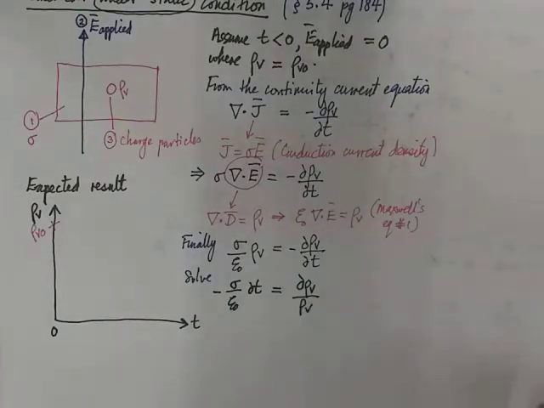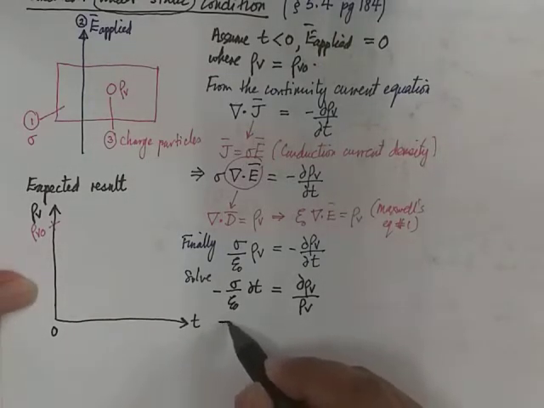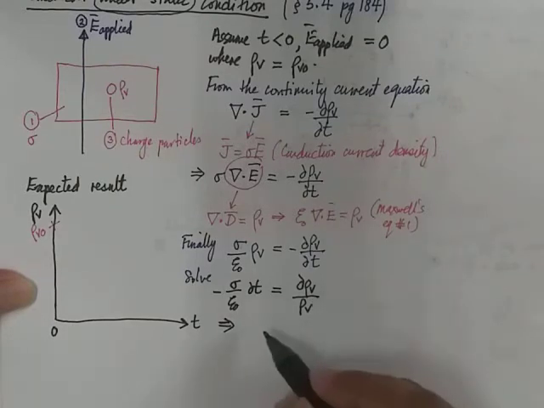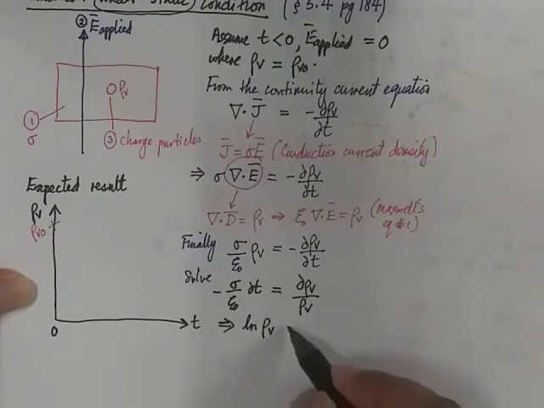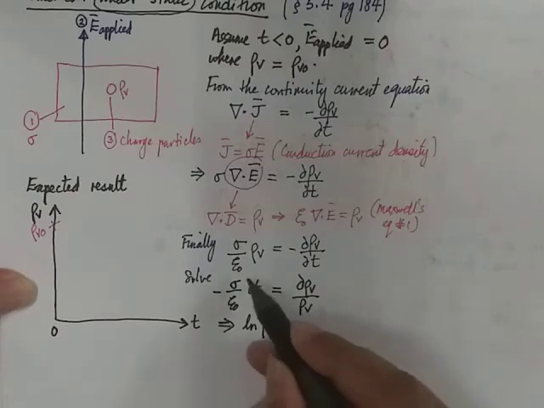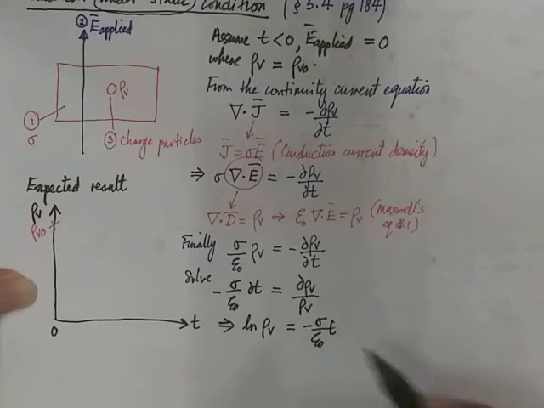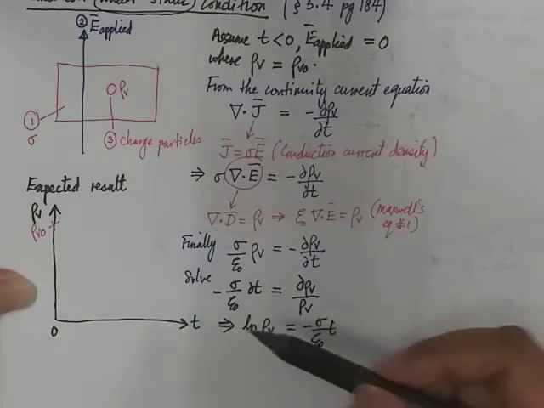So what I have to do then, I have to integrate. So when I integrate both sides, remember 1 over x dx, I'm going to end with ln rho v. That should be the integration on the right hand side. Integration of this one should be equal to negative sigma over epsilon naught t, because we integrate with respect to time. Since there's no limit here, I have to add a constant.